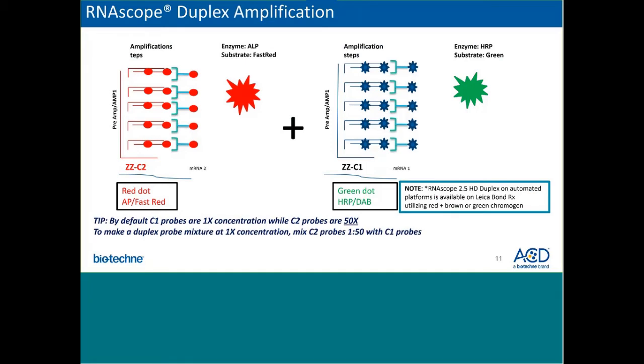For the duplex assay, by default, our C1 probes are provided in a ready-to-use 1x concentration. The C2 probes then are provided as a 50x concentration, and so to make a duplex probe mixture, you would mix your C2 probes in a 1:50 dilution with your C1 probe. In the event you only wanted to look at your C2 probe, you could use a blank probe or probe diluent and then continue to make a 1:50 dilution.